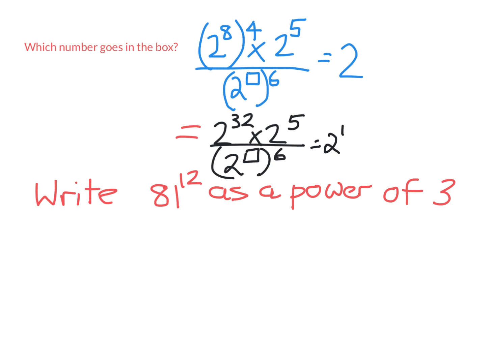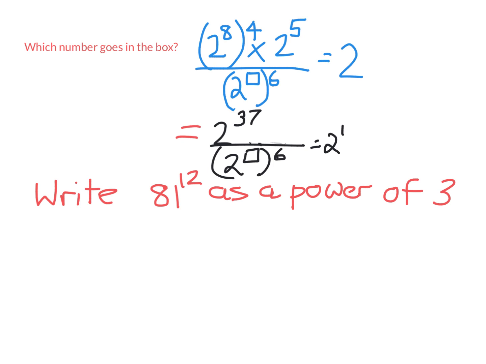So what am I going to do now? Well, I know 2 to the power of 32 times 2 to the power of 5, I can simplify that by adding the powers. So 2 to the power of 32 times 2 to the power of 5, keep the same base and add the powers. Okay, so what is going to go here?